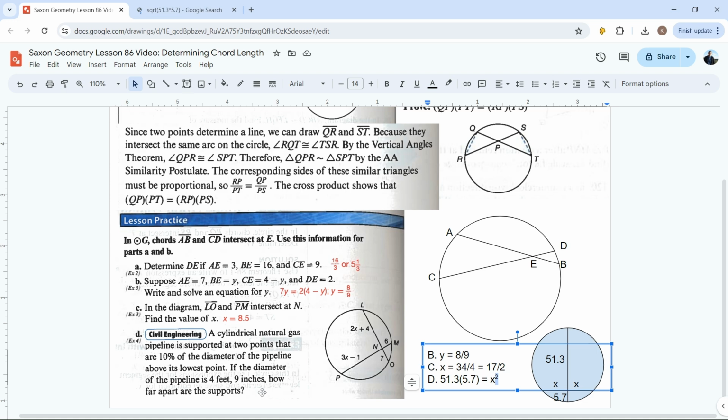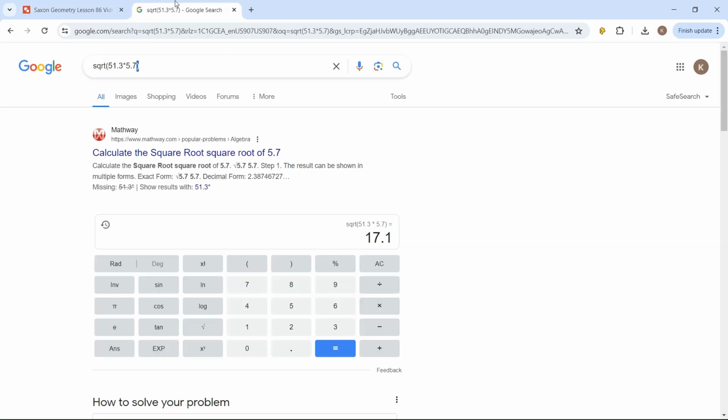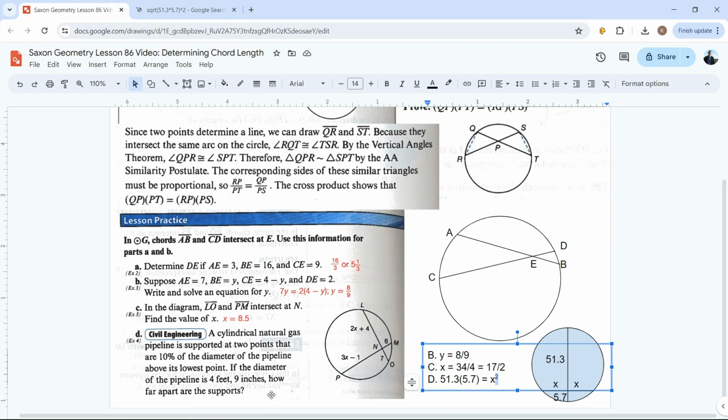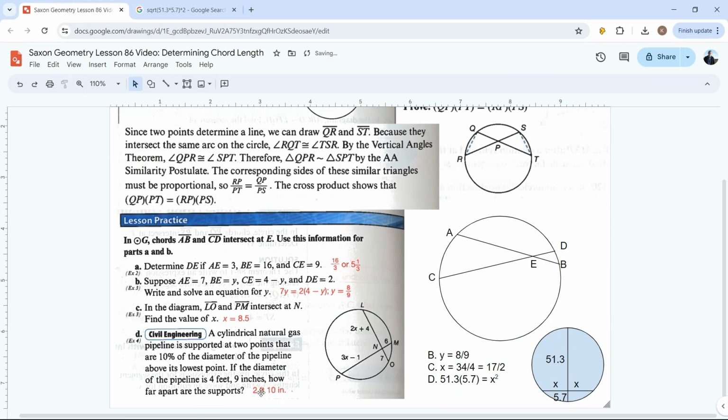Let's see if we did this right. Now, keep in mind, by the way, that's one side. So I need to actually multiply this by 2 to get how far apart the two supports are. So 34.2, that's 2 feet and 10.2 inches. Let's see how our answer calls it. 2 feet and 10 inches. So they rounded down to the nearest inch. But all I did was I calculated what X was, and then I doubled it to find how far apart the supports were. That is how you work this sort of problem.